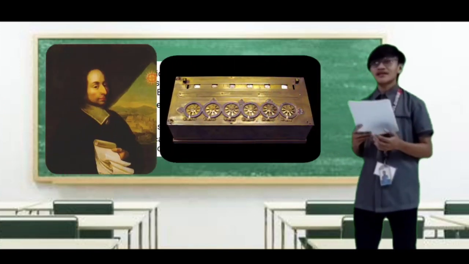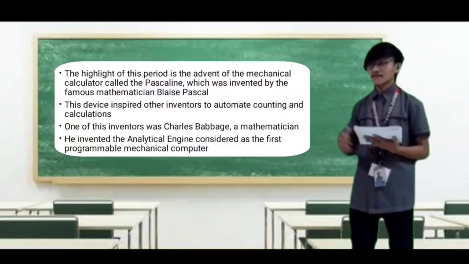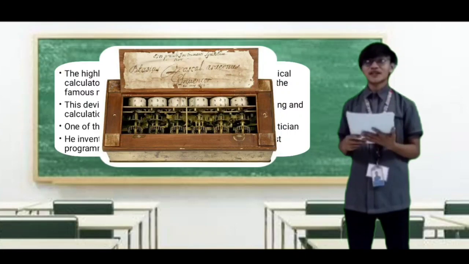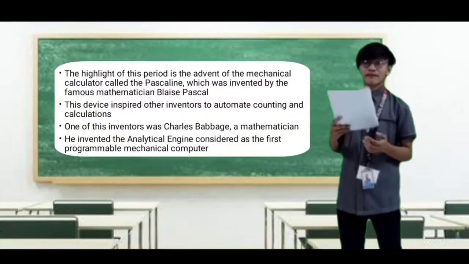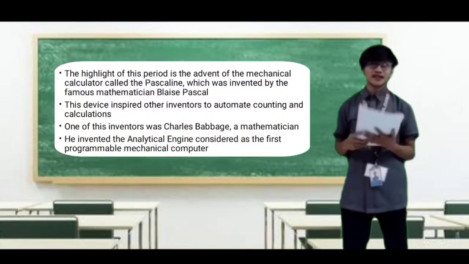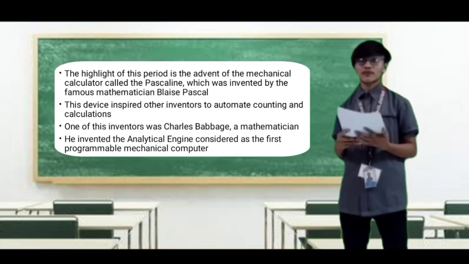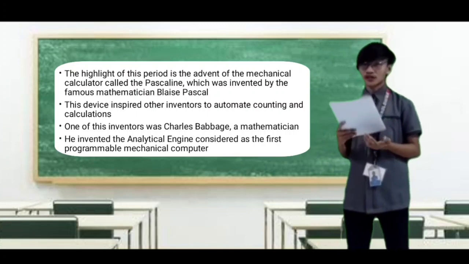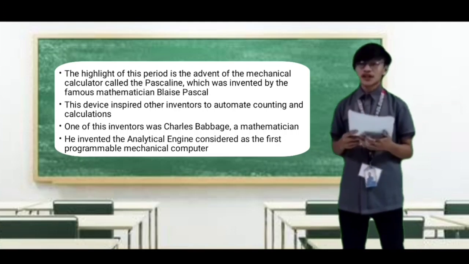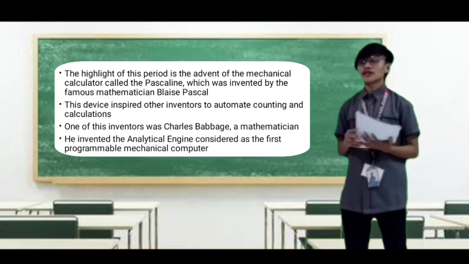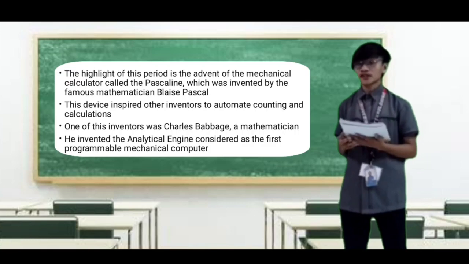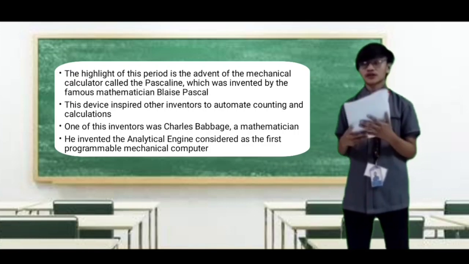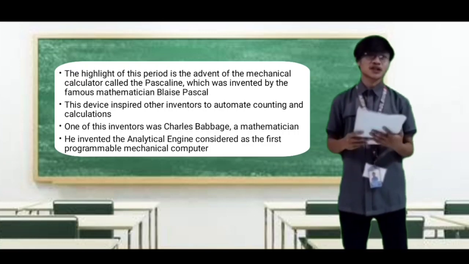So who invented the Pascaline? Yes, very good. Blaise Pascal invented the Pascaline. This device inspired other inventors to automate counting and calculation. One of these inventors was Charles Babbage, a mathematician. So Blaise Pascal inspired other mathematicians. He inspired Charles Babbage, who is also a mathematician.